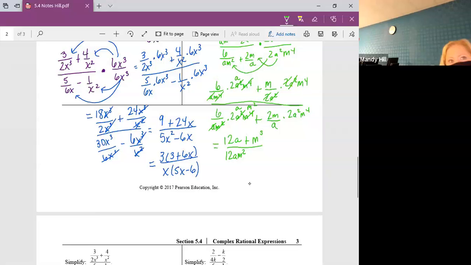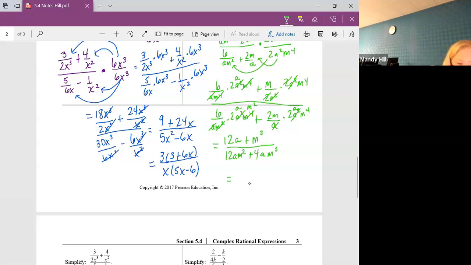And then this a cancels out with one of these a's, which would just leave me a to the first. And that's all I have on the bottom. So the rest of this stuff, 2 times 2 would get me 4. A, so I don't have any more of those. M times m to the fourth would be m to the fifth.